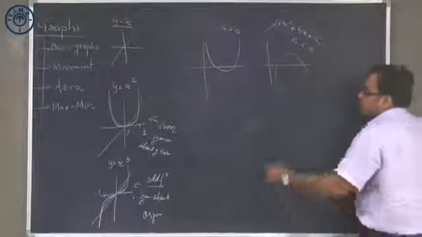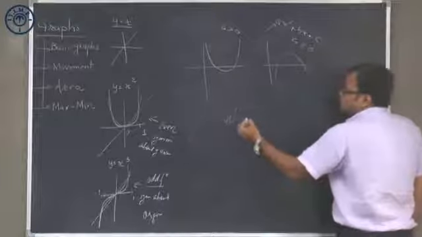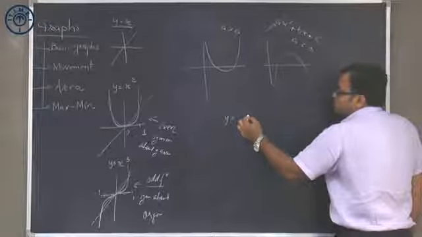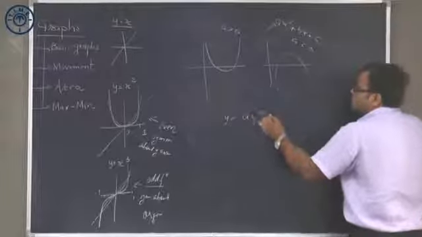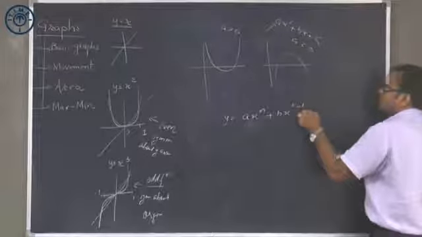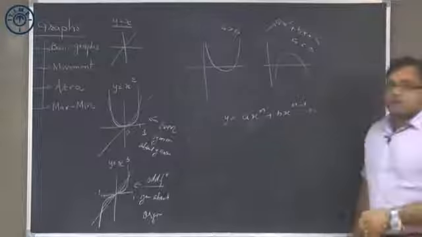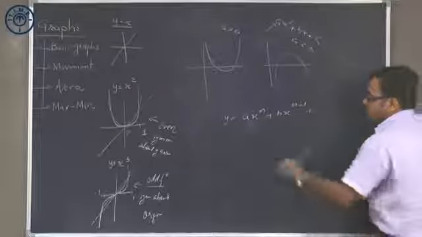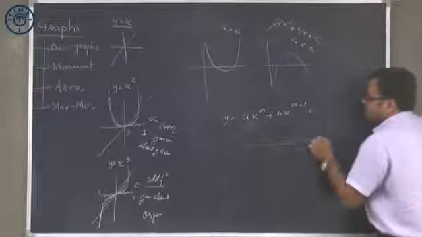In general, for an equation y equals a x to the power n plus b x to the power n minus 1 and so on, it should have n roots. Because it should have n roots, it will have n points of intersection.